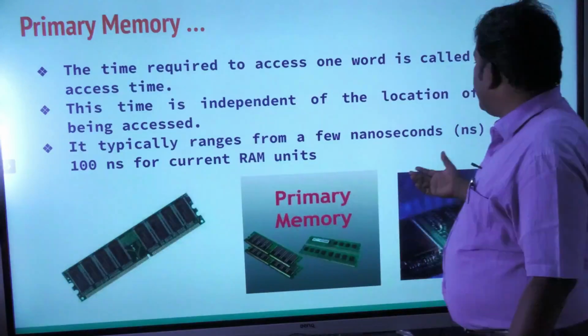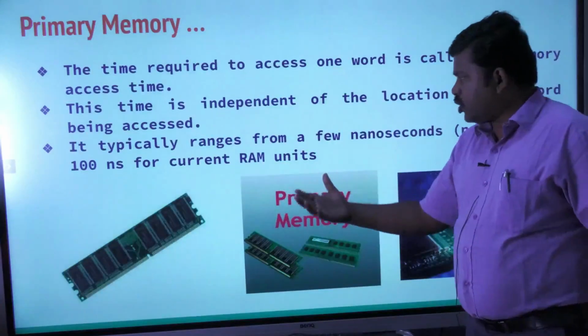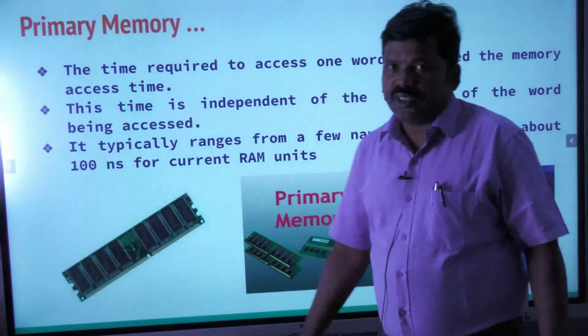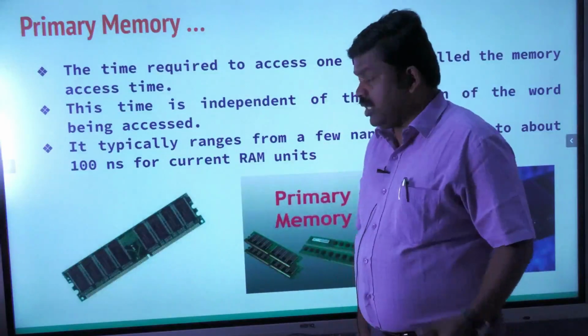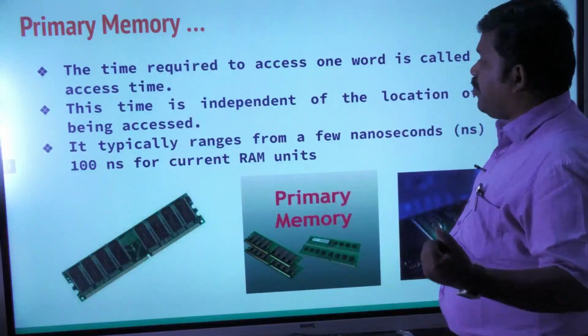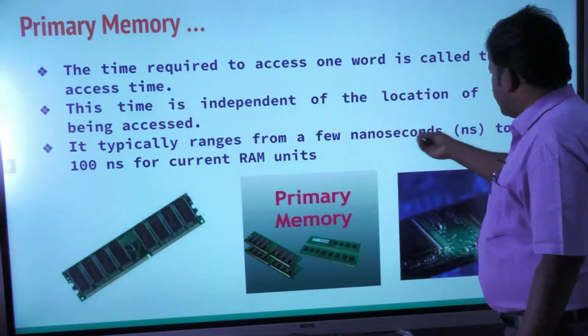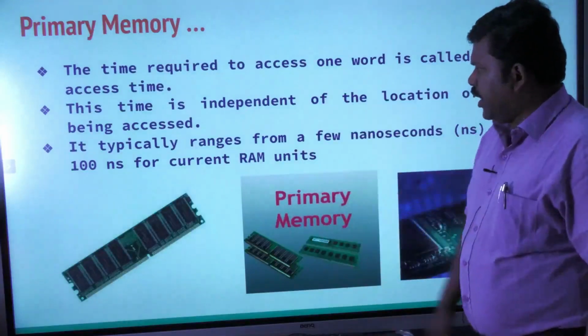Normally it ranges from a few nanoseconds to 100 nanoseconds for current RAM units. So the data transfer speed, or memory access time, is between a few nanoseconds and 100 nanoseconds.